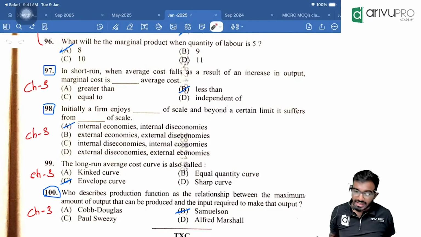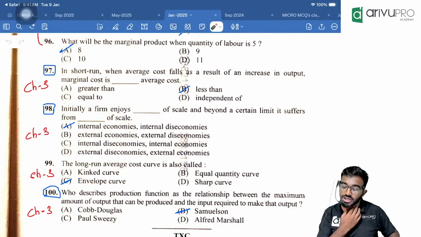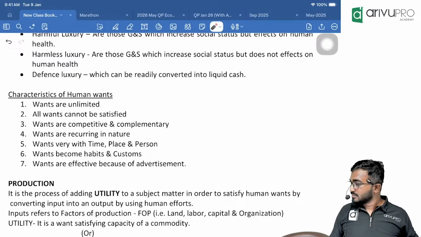See, whenever you feel like that, before answering it, open your book, read the concept, refer which concept that is, and then mark the answer for the initial few questions.